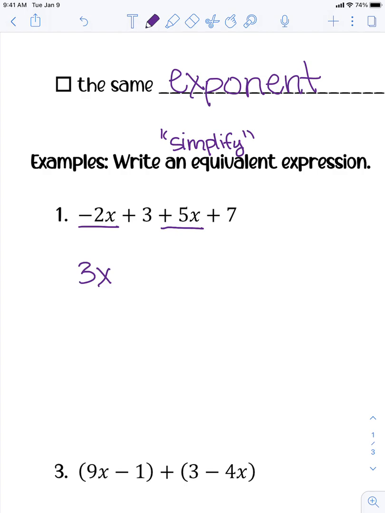Then we look at our next term, positive 3. I can combine a positive 3 with a positive 7 because they are both constants. They don't have a variable and they don't have any exponents with it. So 3 plus 7 is 10. Now I have created an equivalent expression that represents the example we were given.